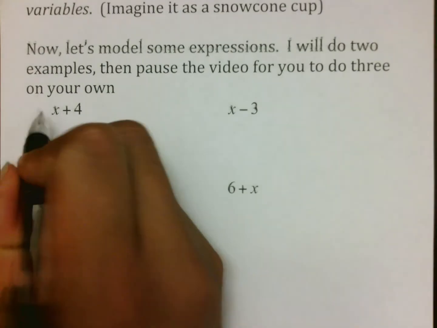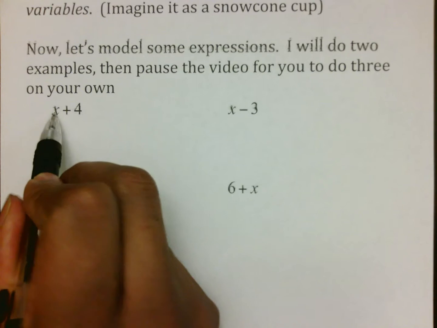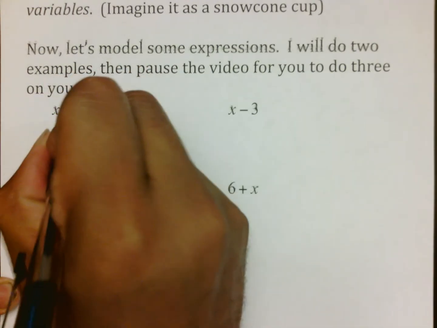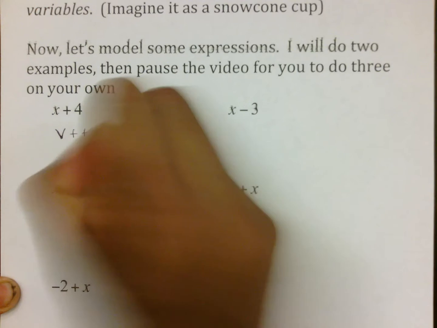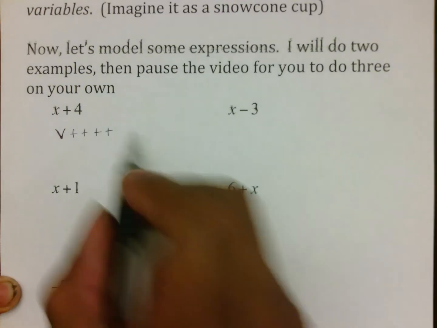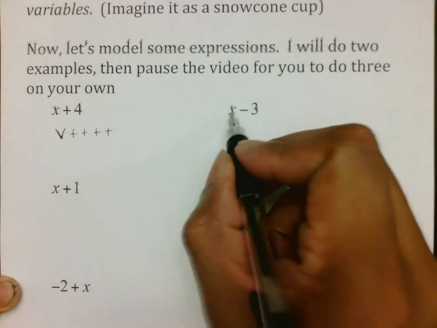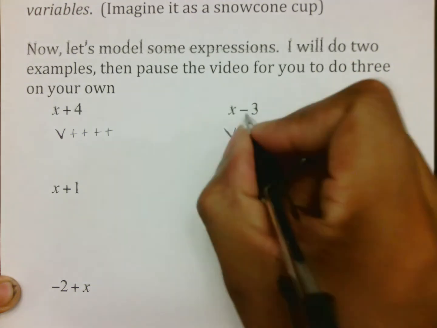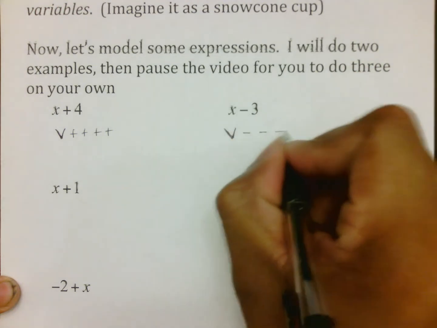So if you see x plus 4, recognize that this is 2 terms. The first term is an x, so we'll put a cup. And then we have a positive 4, which means 1, 2, 3, 4 pluses. That is the model. If I saw x minus 3, again the first term is an x, so we put a cup. Minus 3 means 1, 2, 3 negatives.